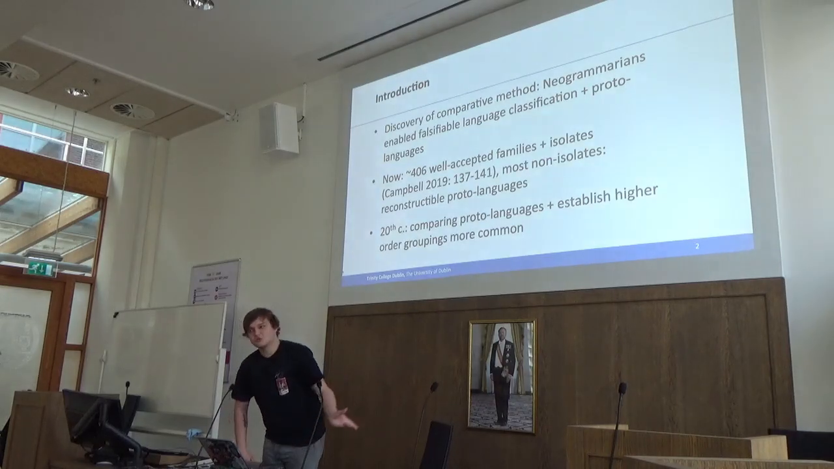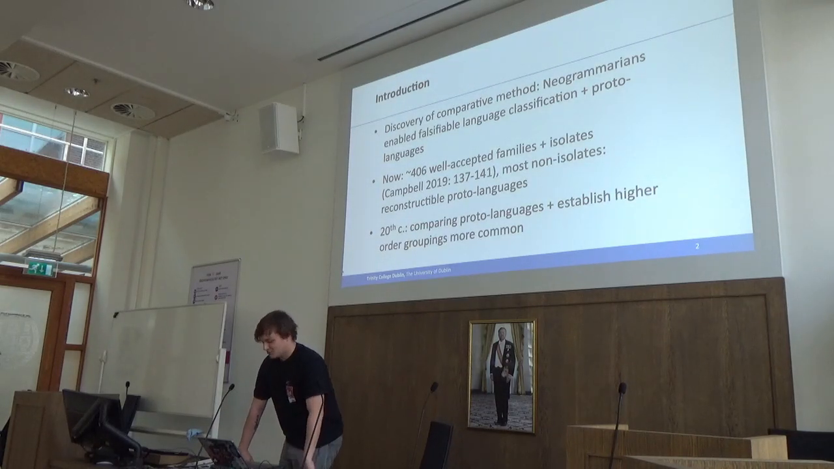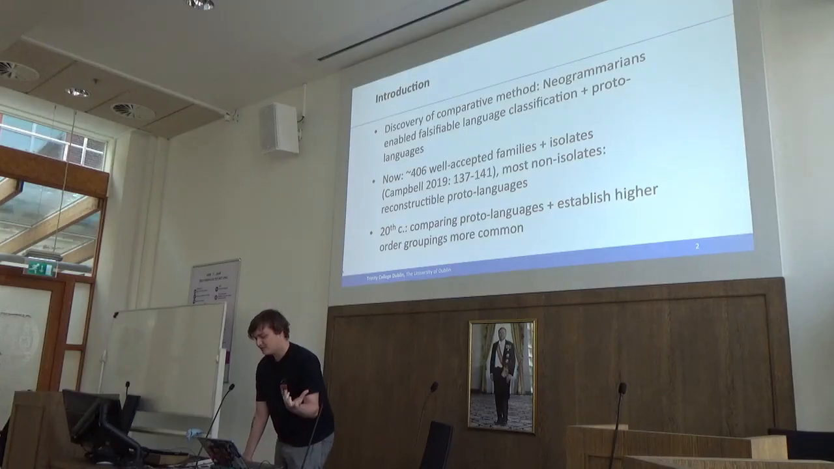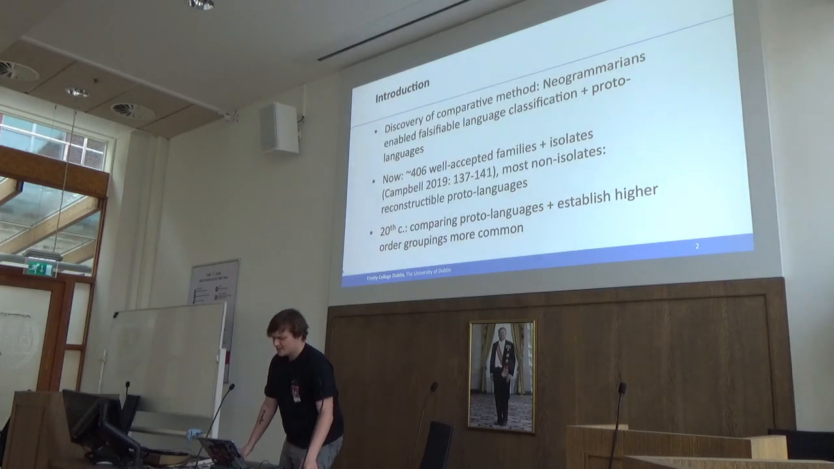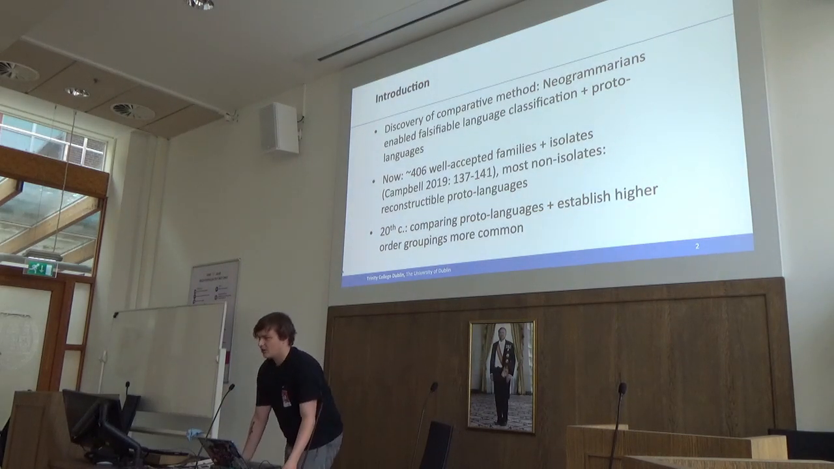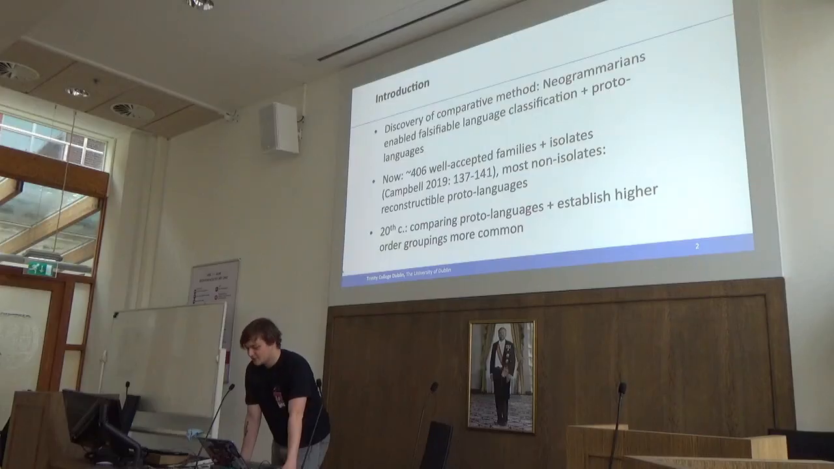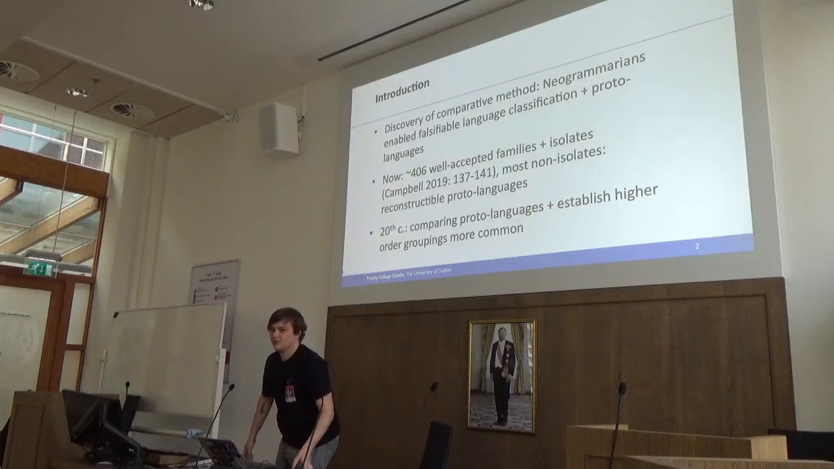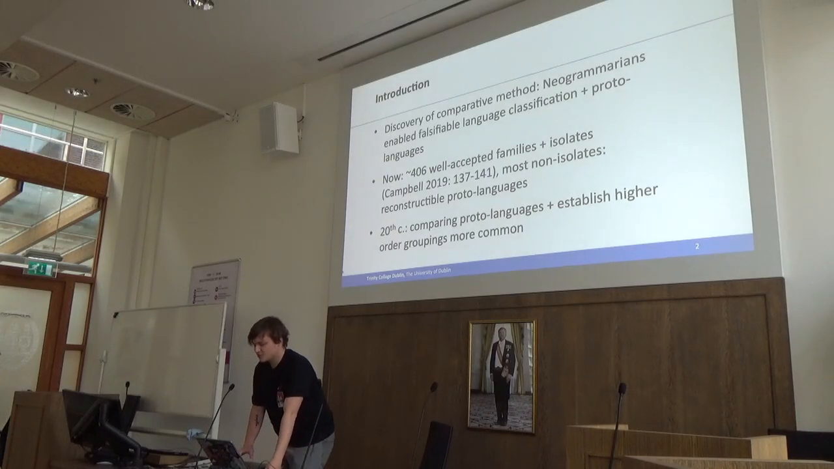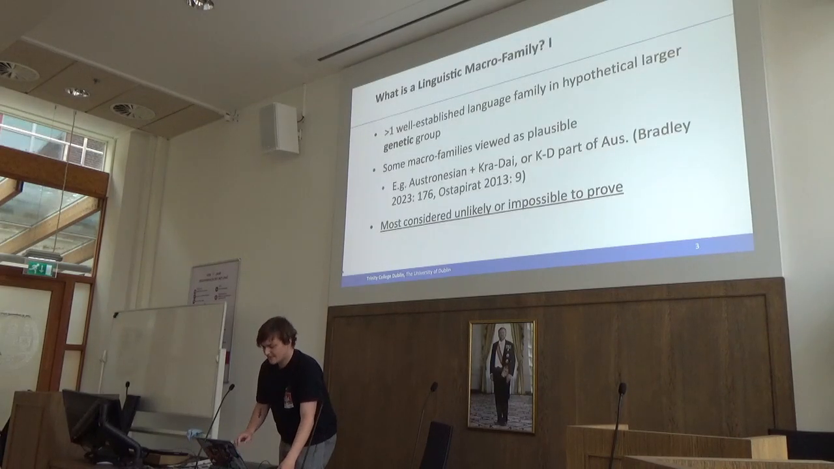As most of you probably know from taking linguistics courses, the discovery of the comparative method has allowed us to classify languages in a falsifiable manner and reconstruct proto-languages. Now, according to Lyle Campbell, there are 406 language isolates and families, and most non-isolates have reconstructable proto-languages, but not all of them. In the 20th century, it became way more common, with people like Joseph Greenberg, to compare proto-languages and try to establish higher level groupings.